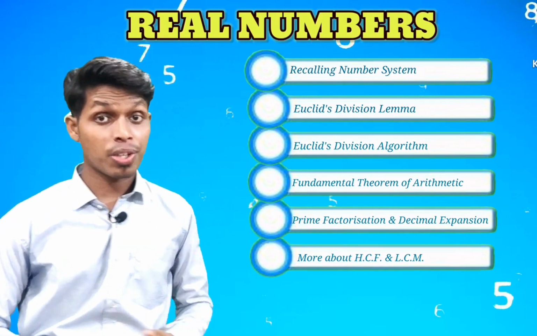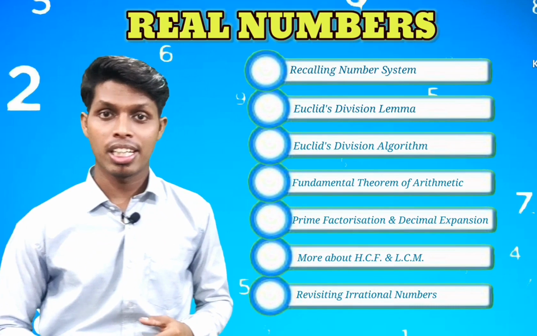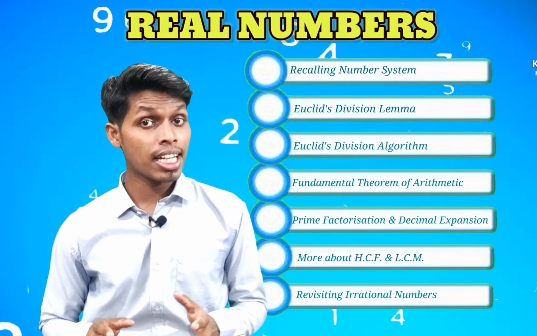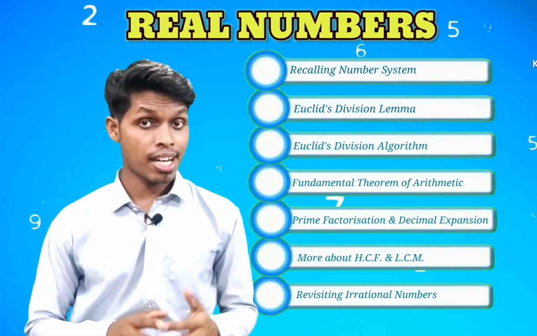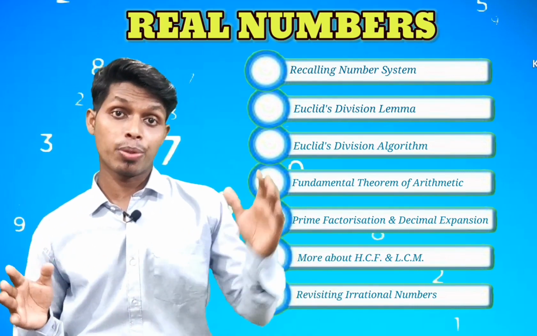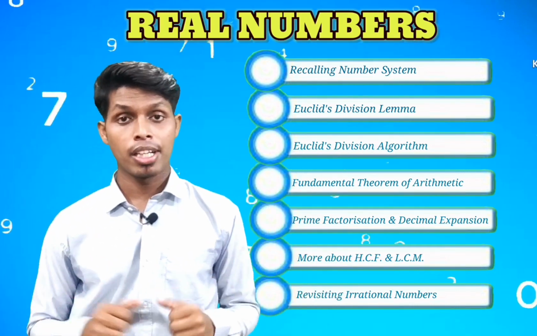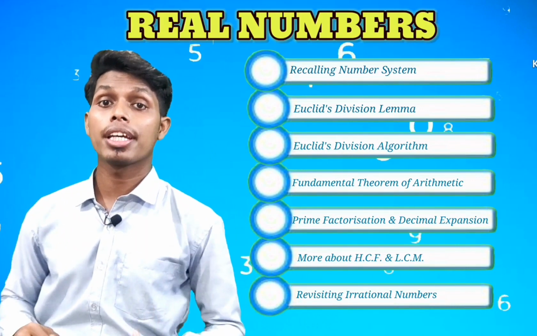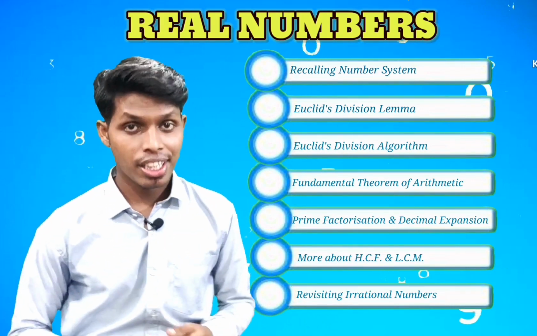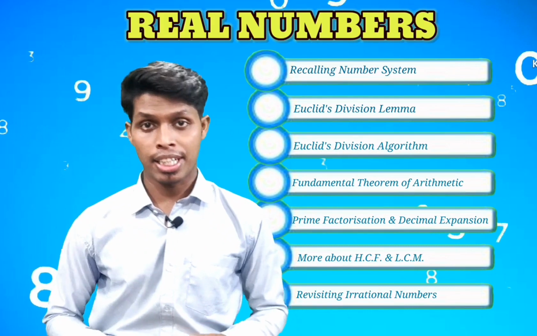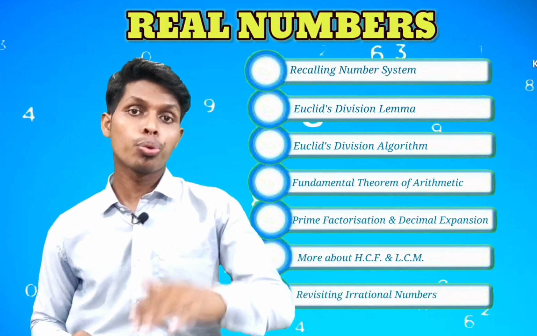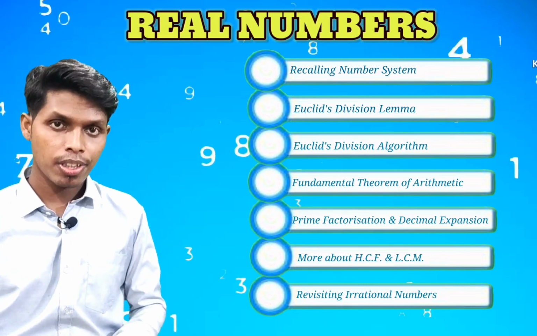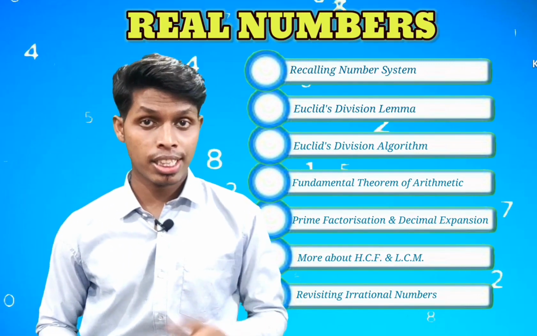In the last part we are going to revisit irrational numbers. Recall, we have visited irrational numbers in class 9. There we studied what is an irrational number, what is the difference between a rational and an irrational number. We have studied that a number having non-terminating, non-recurring decimal expansion is called an irrational number, such as root over any prime number, means root 2, root 3, root 5, etc. and pi is also irrational.